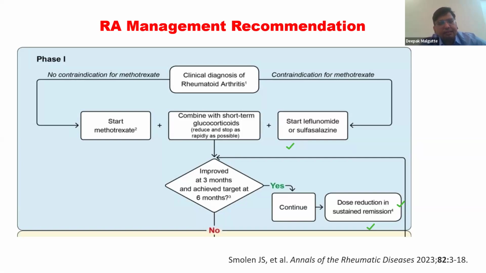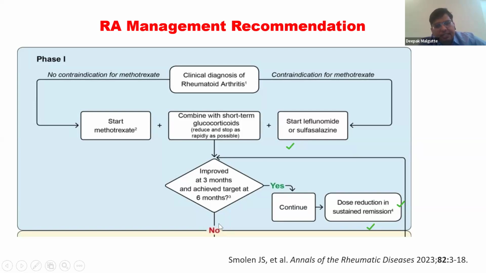Because conventional DMARDs take at least 1 to 1.5 months to start showing improvement, and what we see is improvement at 3 months, and our target of low disease activity or remission is to be achieved in the first 6 months. And if we are getting it, then we should continue with the same therapy till we get a sustained remission.